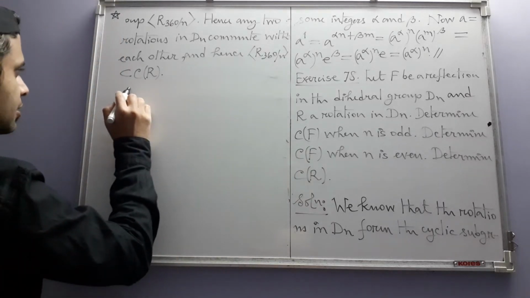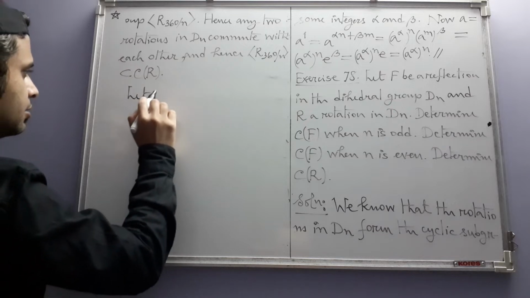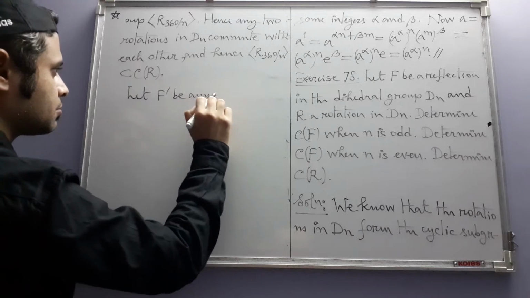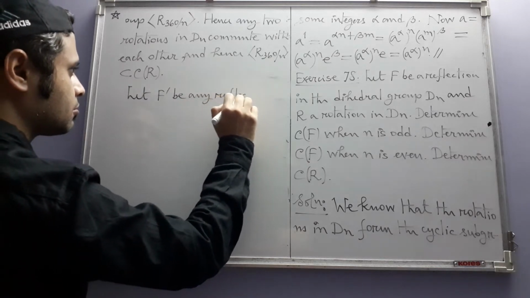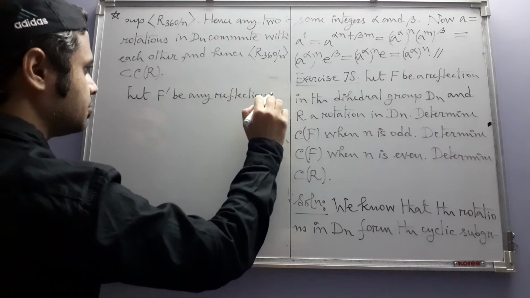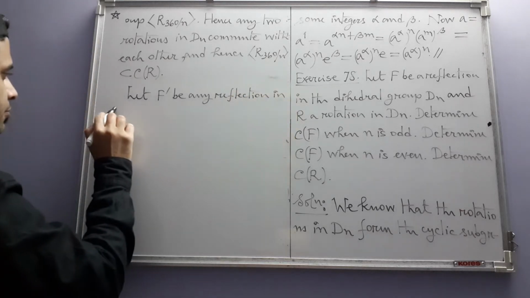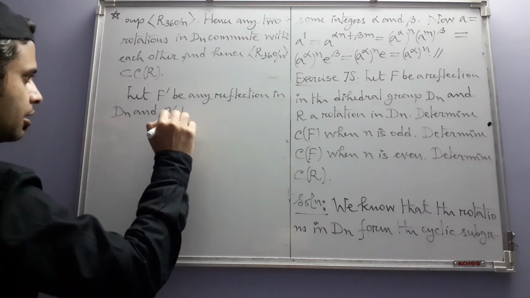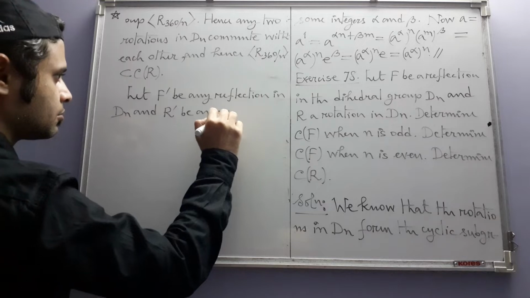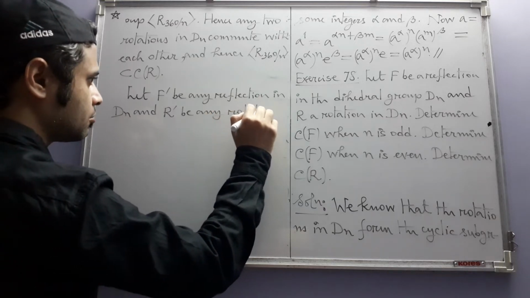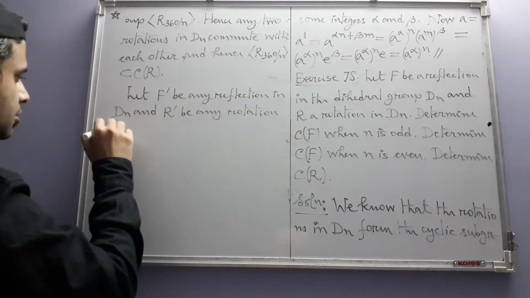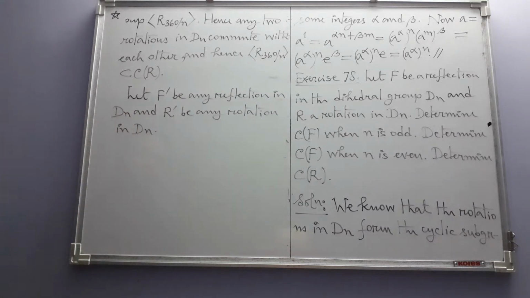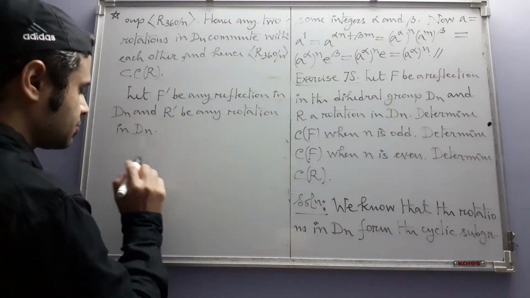Okay, so in the next paragraph we consider this. Let F prime be any reflection in Dn and R prime be any rotation in Dn. First we see this.